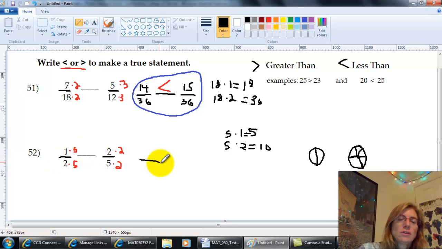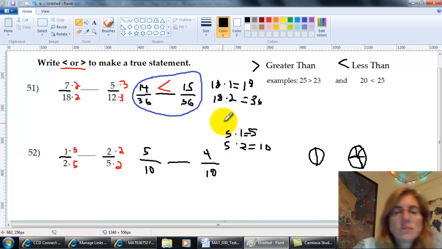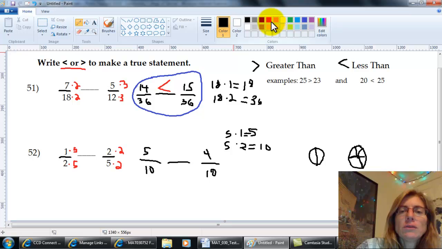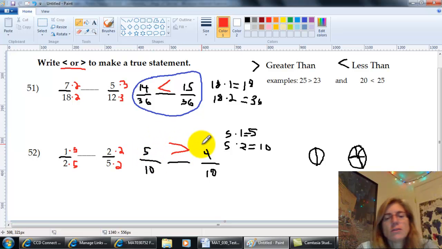The denominator, 2 times 5 is 10. 5 times 1 is 5. 5 times 2, let's put our blank in there. 10. 2 times 2 is 4. Notice how close these are. So you come out with, and remember, if you're not sure what to say, point to the small number and you will have the correct symbol, greater than. 5 is greater than 4, or 5/10 is greater than 4/10.